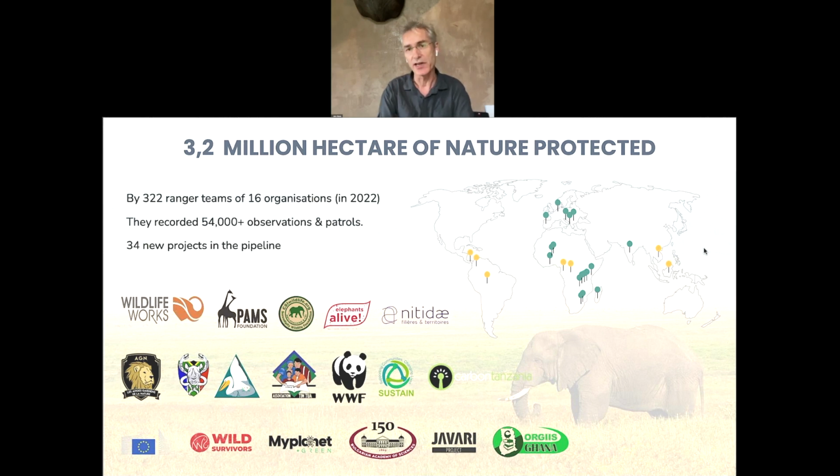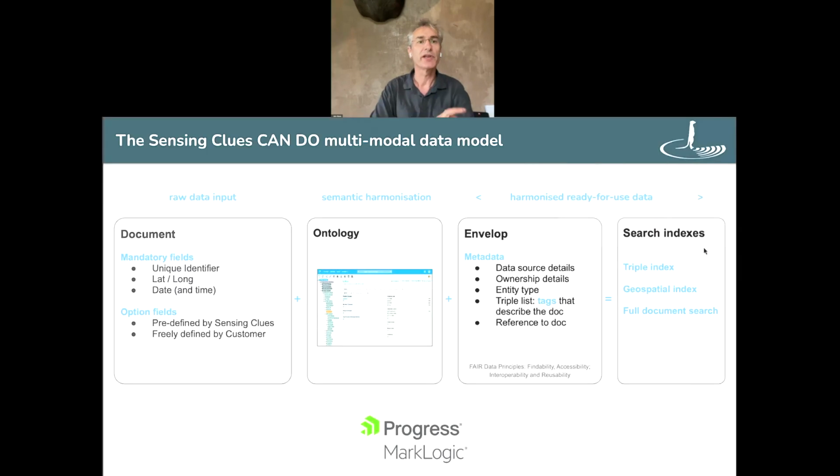And having a keen eye on what's happening in the field and how to respond, you need a very good system. So the model that we developed, I call it the Sensing Clues can-do model, is a multimodal, multi-data model, because it has a document store, it has a triple store where the semantics are being organized, and we have the geo store. And together we can actually answer almost any question. Everything in our field has a lat long and a date. So everything has a time and a place.